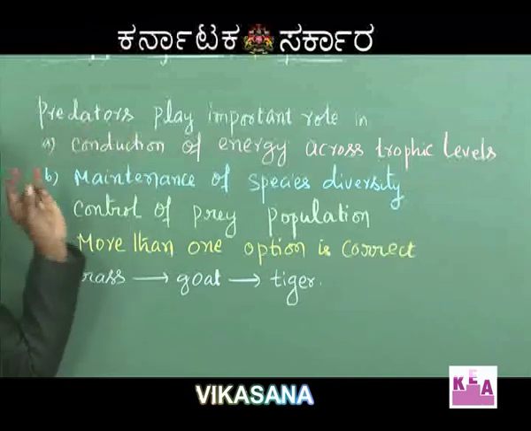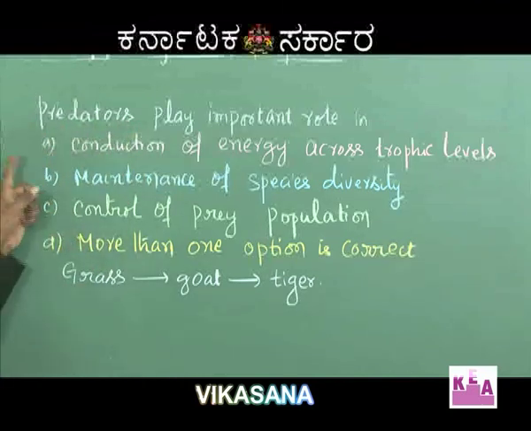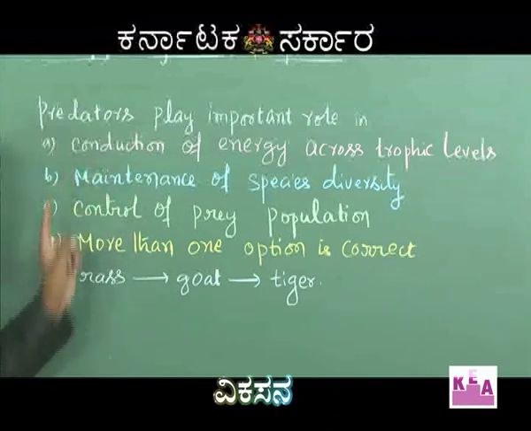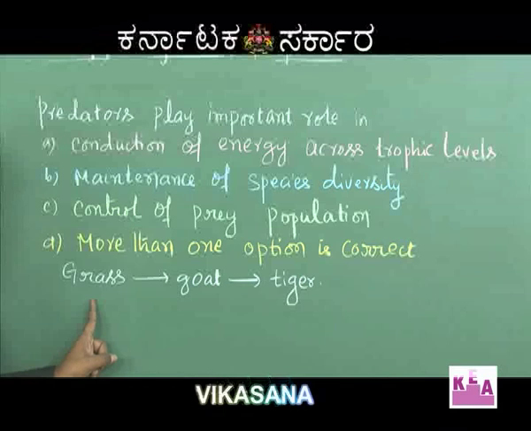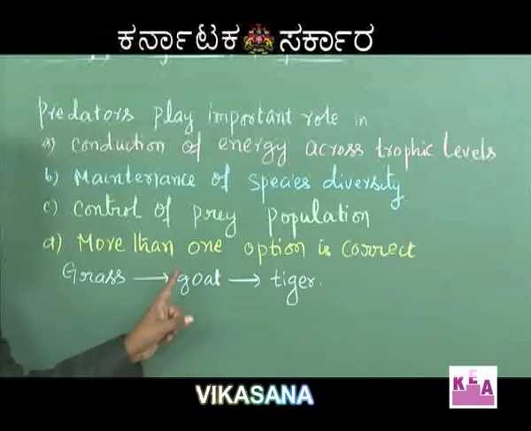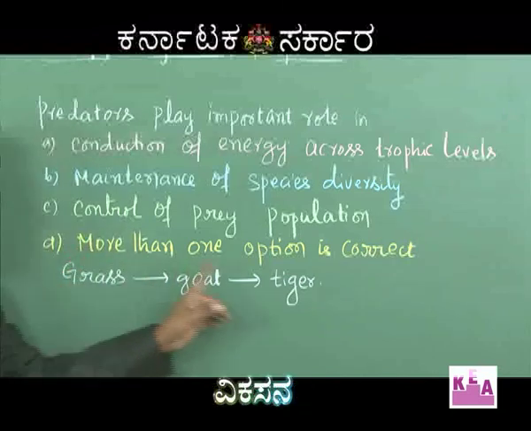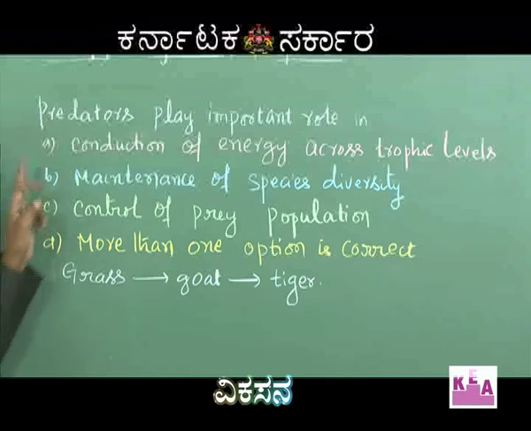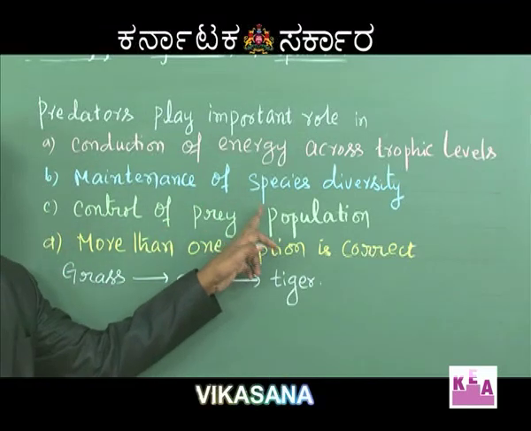Predators play an important role. Option A, conduction of energy across trophic levels. You already understood there is a conduction of energy from grass to the goat, goat to the tiger, when the grass is eaten by the goat and the tiger eats the goat. Second option is maintenance of species diversity.